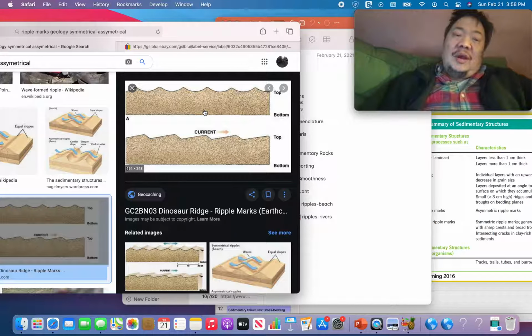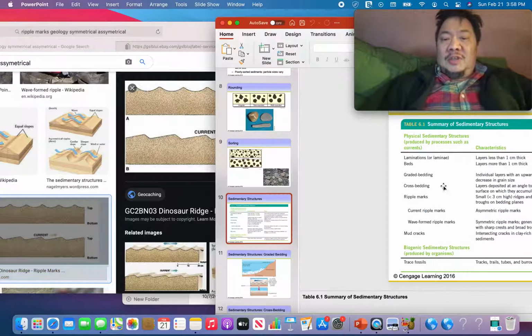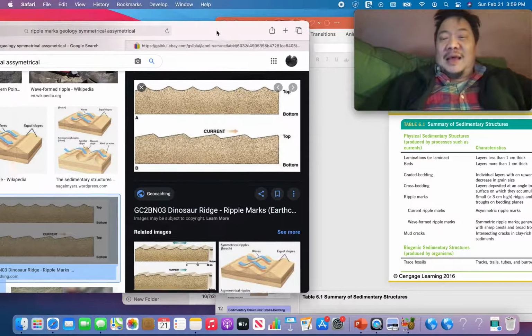But when you're on the coastline, then you're dealing with bidirectional currents or two-directional currents. The high tide comes in, the low tide goes out, forming symmetrical ripples. So please don't forget, ripple marks mean they're formed by rivers or along a coastline. Asymmetrical ripples form from rivers. Symmetrical ripples form from what? That's right, the coastline.